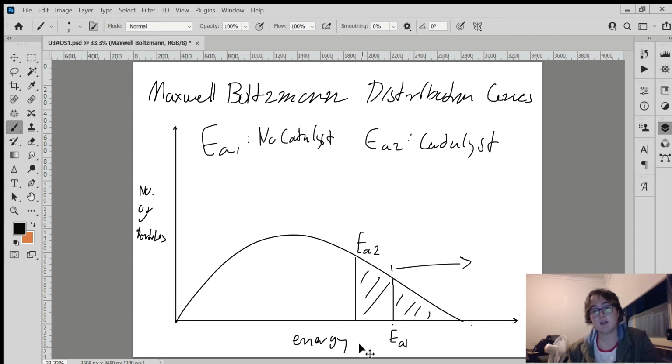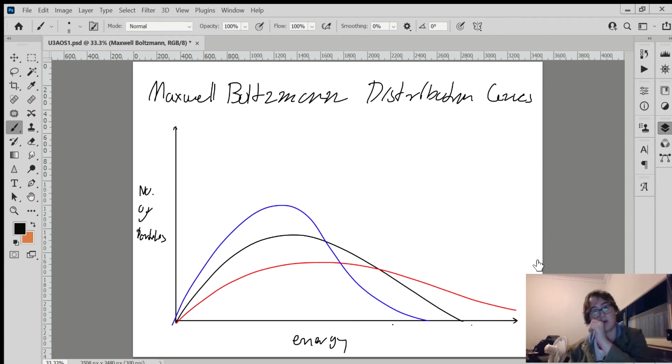There's another way to increase the amount of reactions that occur, and that is through increasing, or not decreasing, temperature. You can see on the red one, we'll just say this is being heated, where the black one is the normal, and the blue one has been cooled. In the red one, it's shown to be a lot more flat, which is to say the average energy of particles is a lot more.